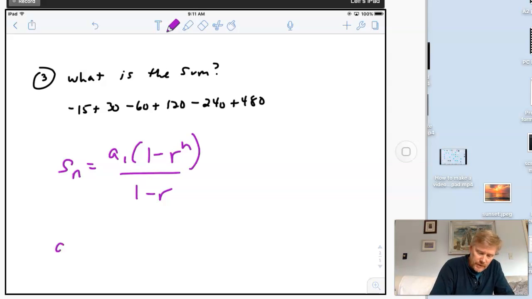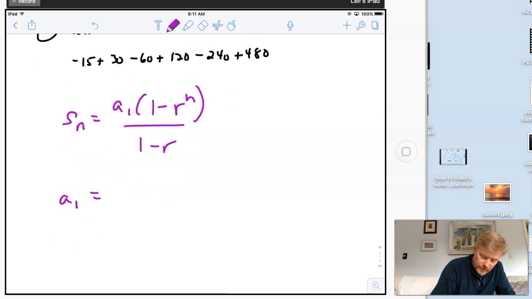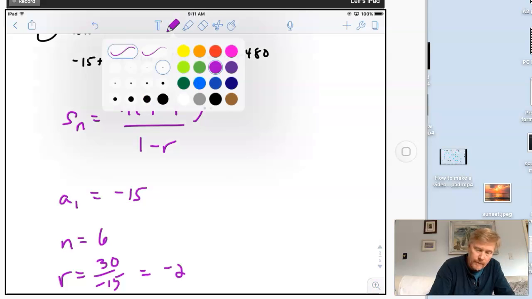I would need 3 things: the first number in the sequence, the quantity of numbers in the sequence, and the common ratio. A of 1 would be negative 15. And there are 1, 2, 3, 4, 5, 6 numbers in that series. R is the common ratio. Take the second number, divide it by the first number, which gives me negative 2. Now I can plug in my values and I will get my answer.